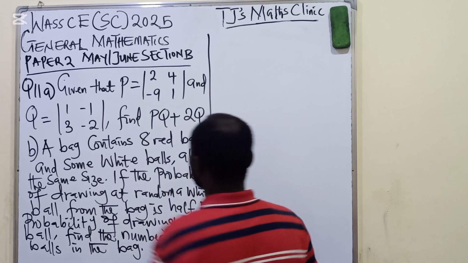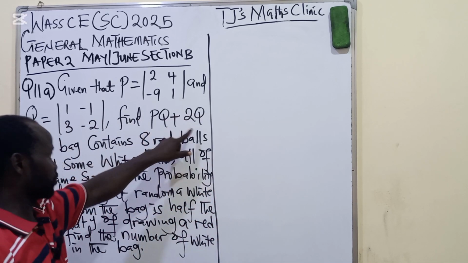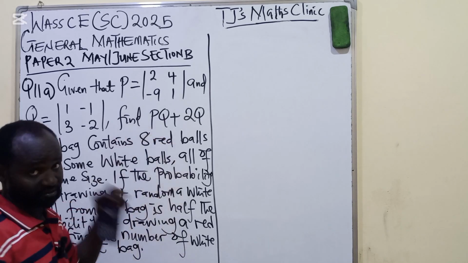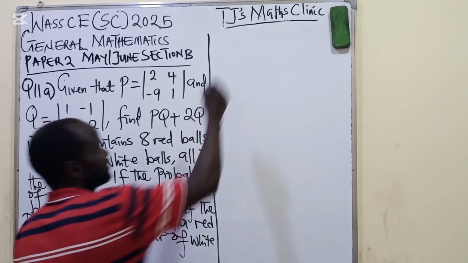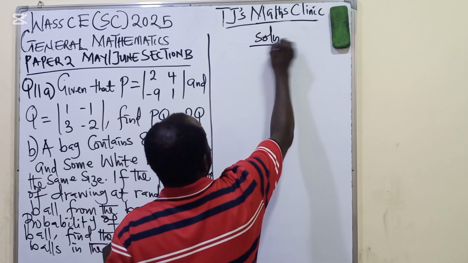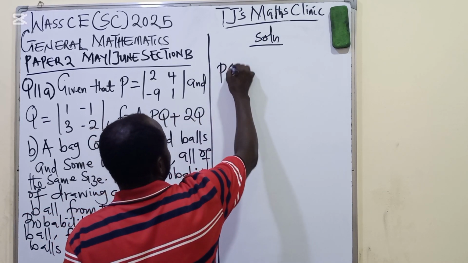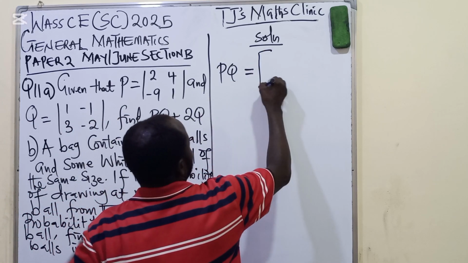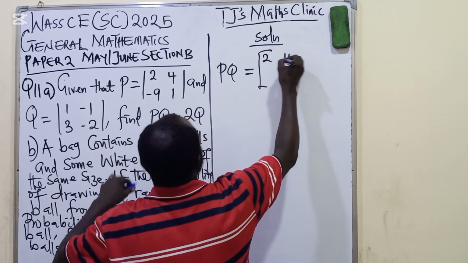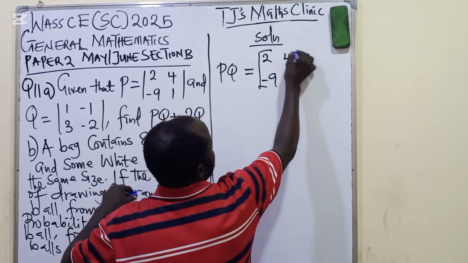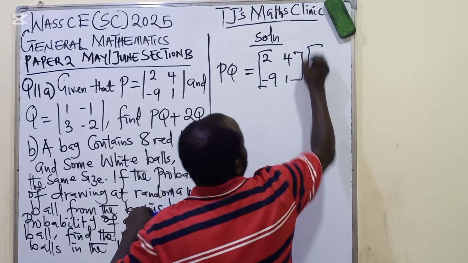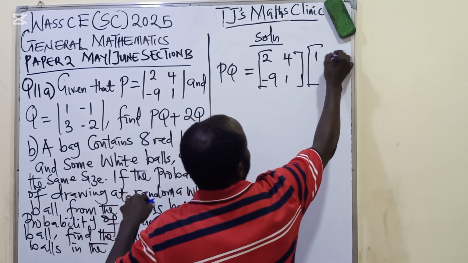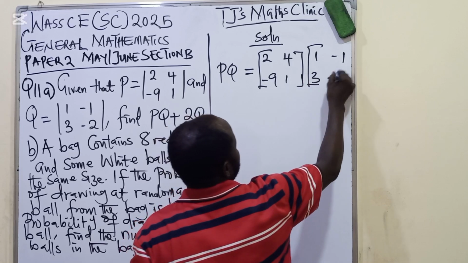So let's consider this question. We are asked to find PQ plus 2Q. So the first thing for us to do, we have to find PQ first. Of course, this is from matrices and determinant. Let's write down the solution. Let's find PQ first. So we multiply the matrix P by Q. So P is 2, 4, minus 9, 1. Our Q is given as 1, minus 1, 3, minus 2.